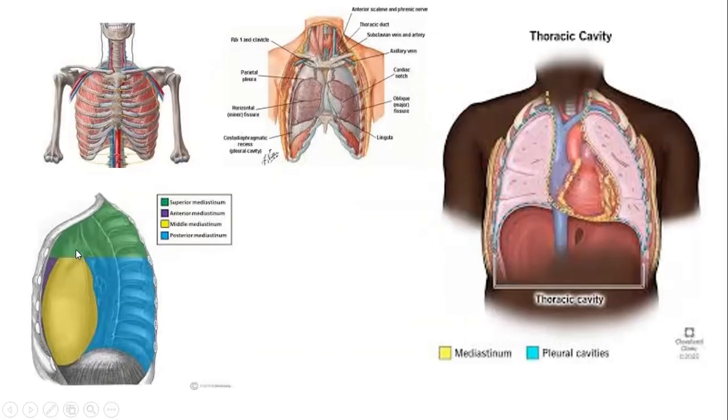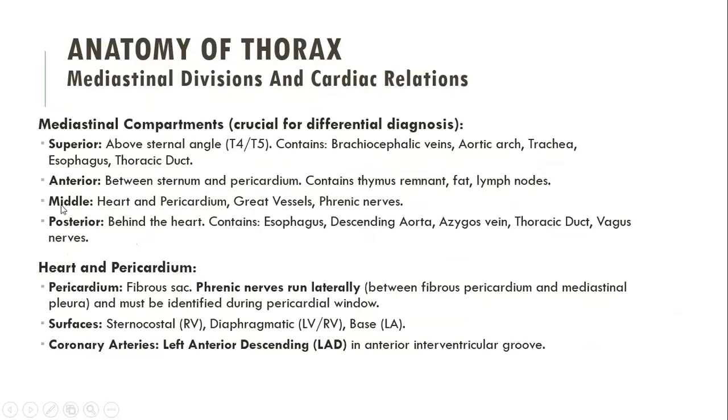I can show you this in the picture. There you see this is the posterior compartment of the thorax, and this is the anterior compartment. Sorry, this is posterior compartment. This is anterior compartment, and this is middle compartment. The superior compartment is above the sternal angle, like T4 or T5, and it contains the brachiocephalic veins, aortic arch, trachea, esophagus, and thoracic duct.